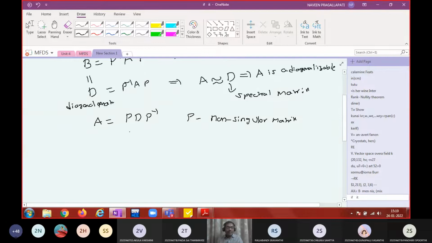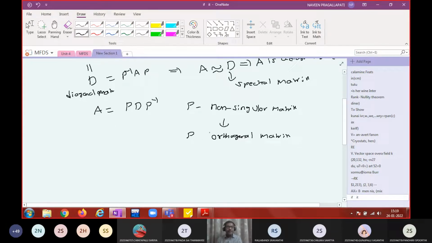And what do you mean by orthogonal diagonalization? If this non-singular matrix turns out to be an orthogonal matrix, then A is said to be orthogonally diagonalizable. What is the advantage of an orthogonal matrix? What is the definition of orthogonal? You remember? P into P transpose equal to I means P is called orthogonal. Am I right?